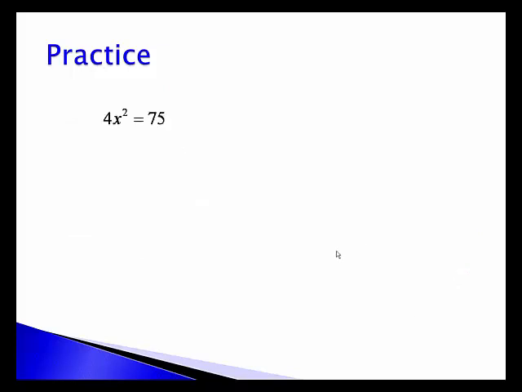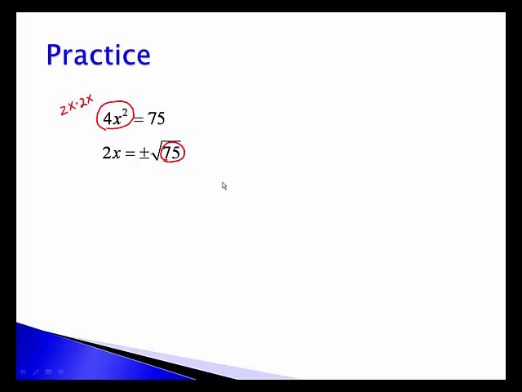Let's look at another problem. Once again, I see no x value, so my chosen method would be to use the square root property. This time I'll look at this side and I ask myself, is that a perfect square? And the answer is yes, it is, because 2x times 2x is equal to 4x squared. So therefore, on the left-hand side, I will get 2x is equal to plus or minus the square root of 75. Let me remind you, if I can simplify this, I need to.